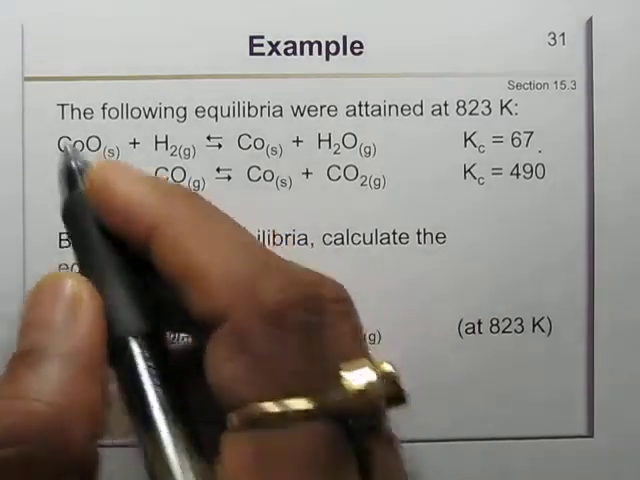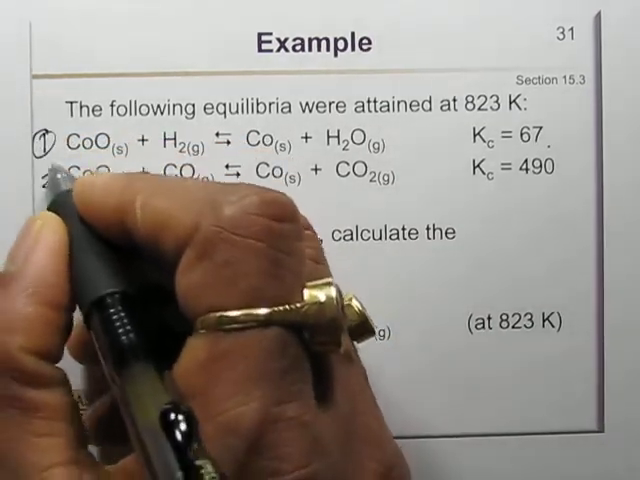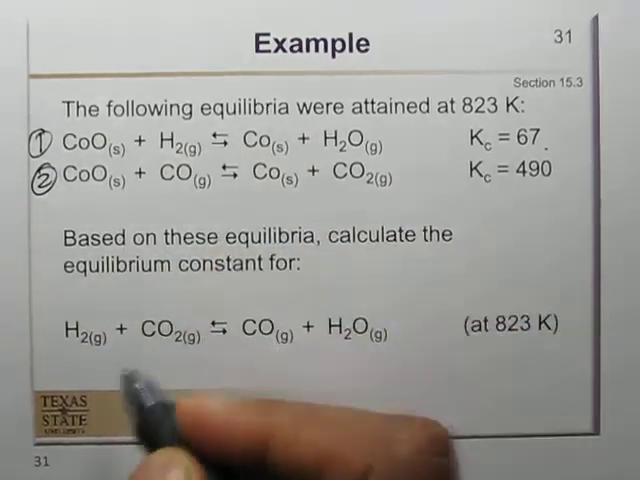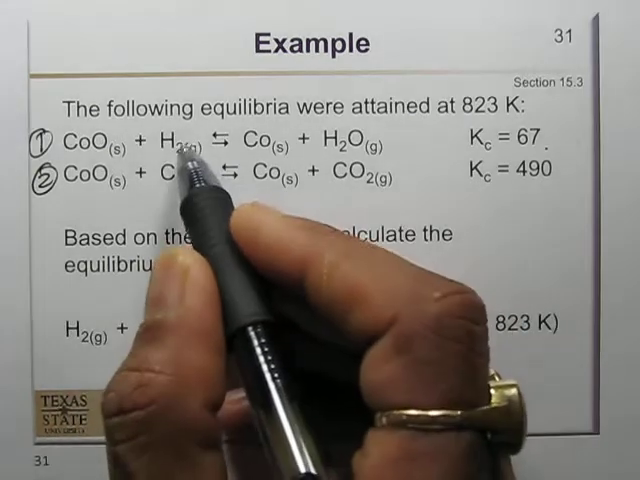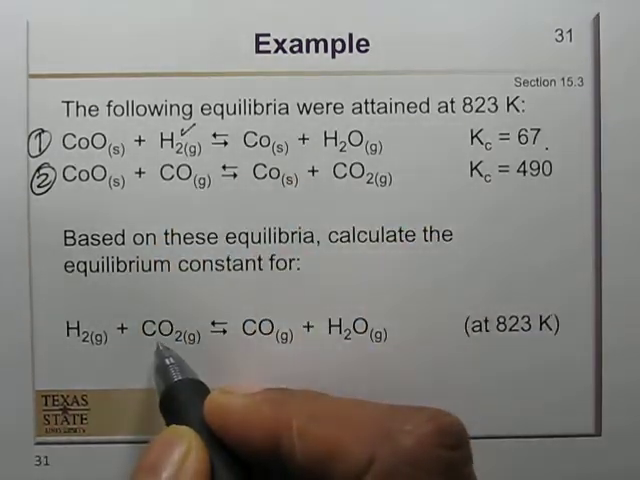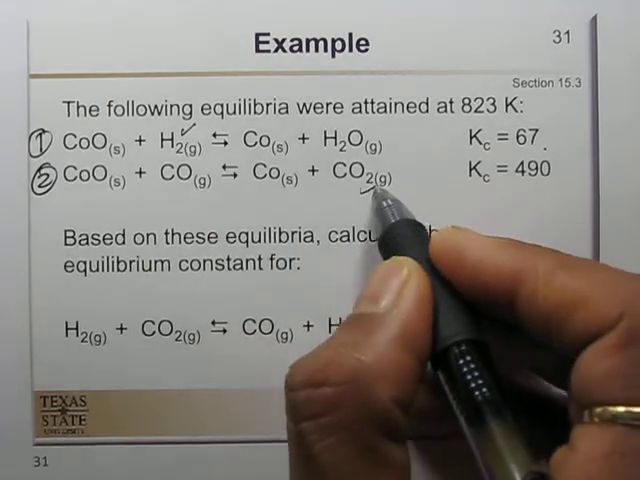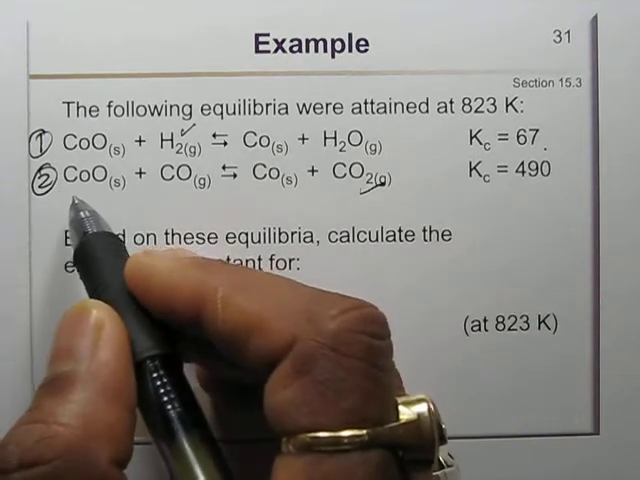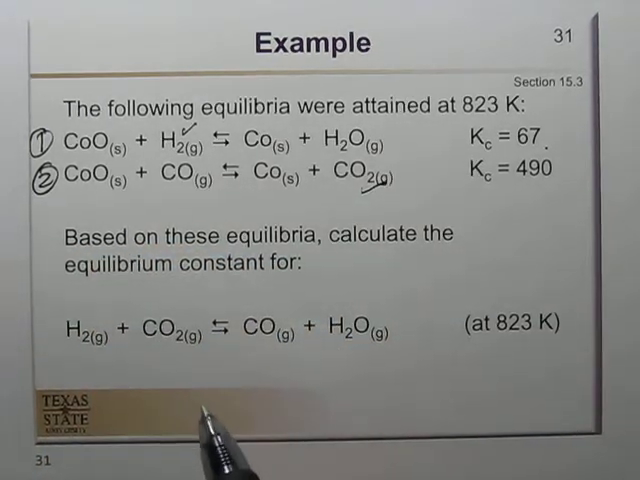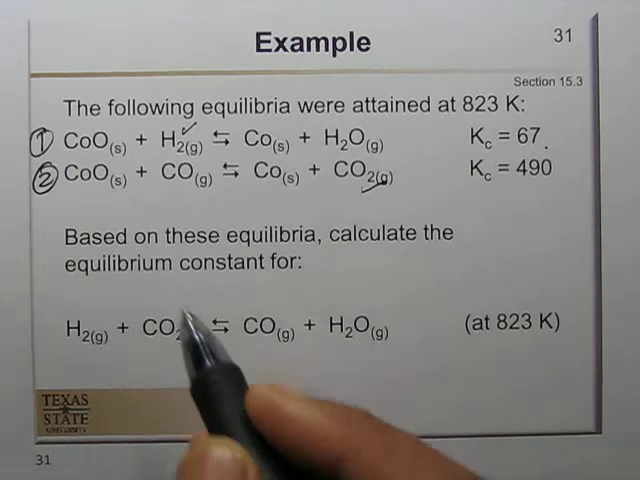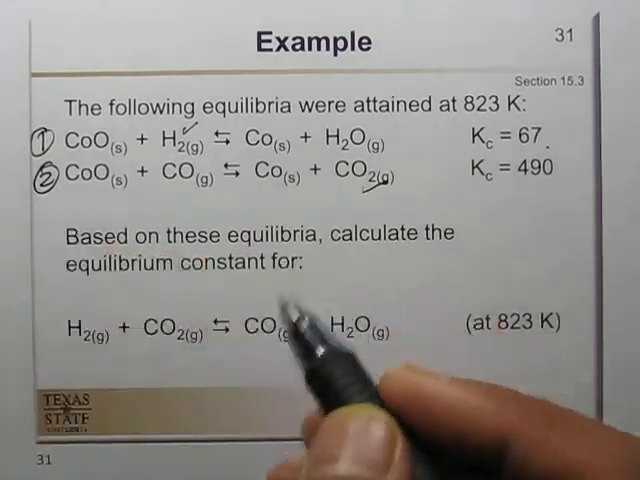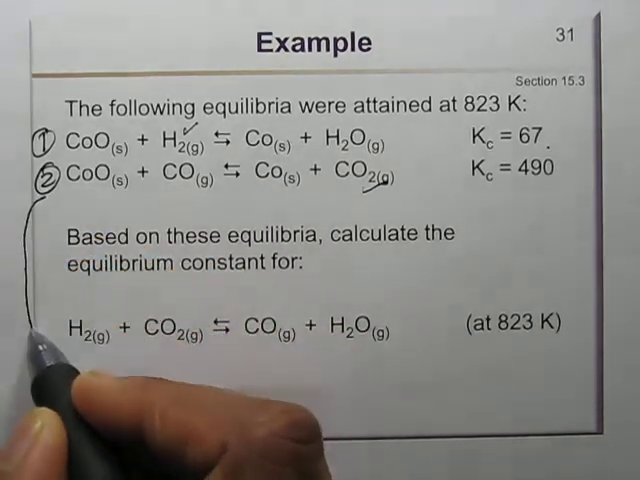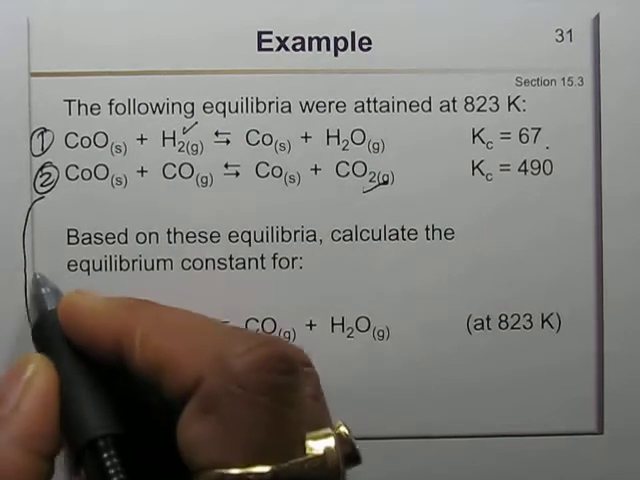So what they are doing is, this is reaction number 1 and this is reaction number 2. We see hydrogen is on the reactant side in the first reaction, and carbon dioxide gas is on the reactant side in the second, but we need it on the product side. So basically we have to rewrite one more equation from the second reaction: we have to flip, or reverse, this reaction.